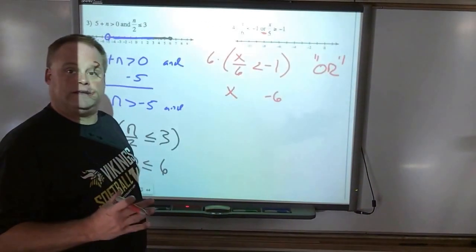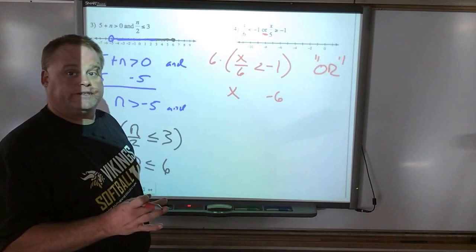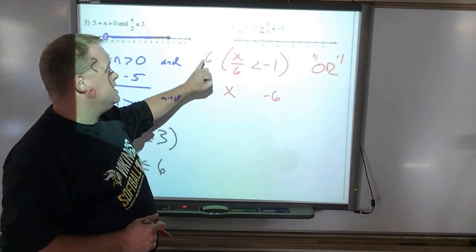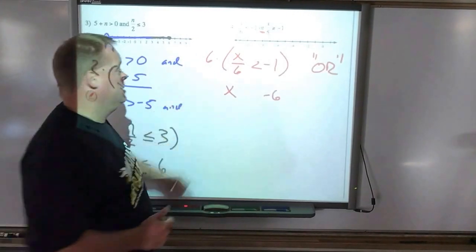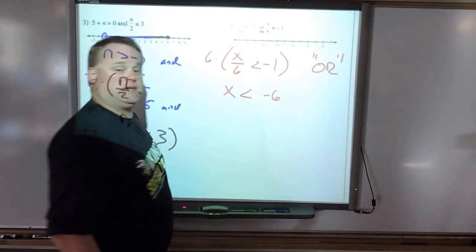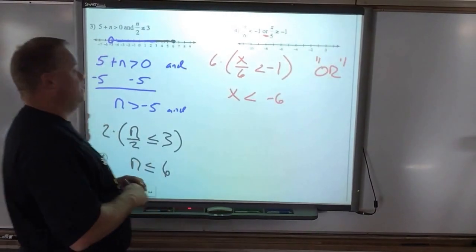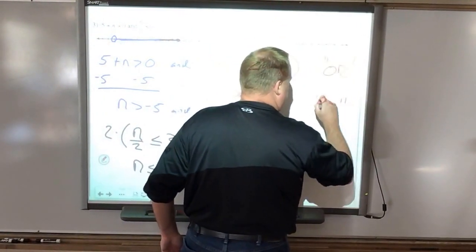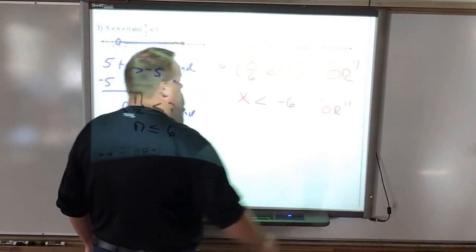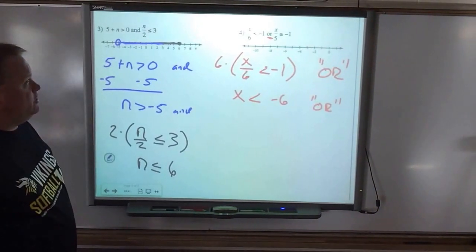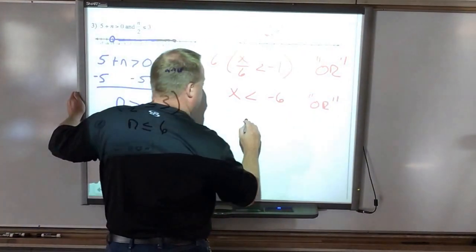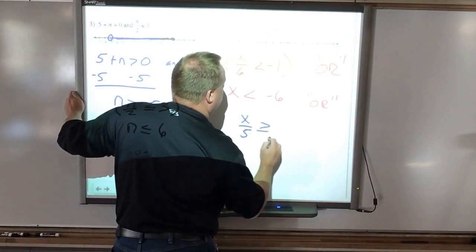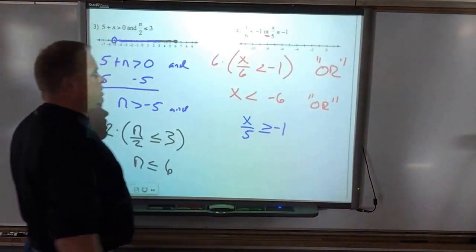Now you can go, wait a second, shouldn't he flip the inequality sign? Well, I've left it alone because I want you to see, just because this is negative 6, this 6 right here is positive, so I leave my inequality sign alone, okay? This is an or, so I'm going to write that again over here so I can just keep remembering it. And here we go. The second part of it, the second half is x divided by 5 is greater than or equal to negative 1.